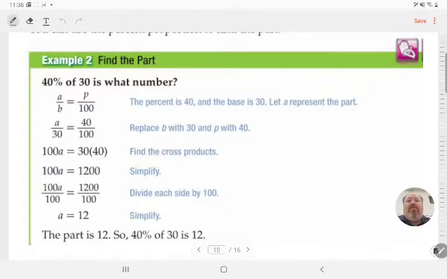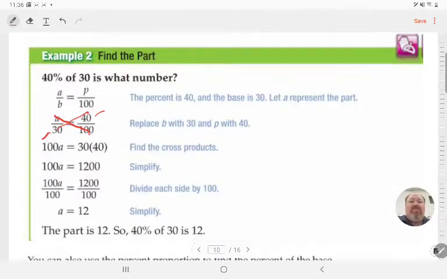I know 40% is my P. I know 30 is my whole. I'm looking for my part. So then all I have to do is cross multiply, and I get 100A equals 30 times 40. And that would be 100A equals 1200, divided by 100, and A equals 12, or 40% of 30 is 12, okay?